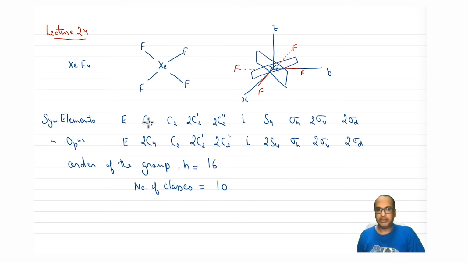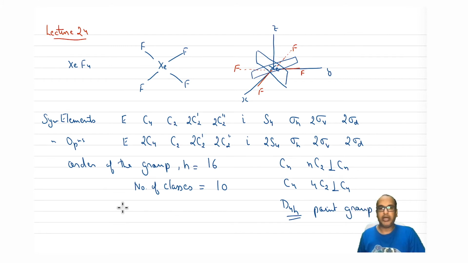Because there is one C4 axis which is the principal axis, and we have four C2 axes. So there is a Cn axis and n C2s perpendicular to Cn, right? So we have C4 and four C2s perpendicular to C4. This will fall into the D4 point group, and because there is a sigma h present, that takes us to D4h, right? So point group assignment is very simple. So D4h point group.